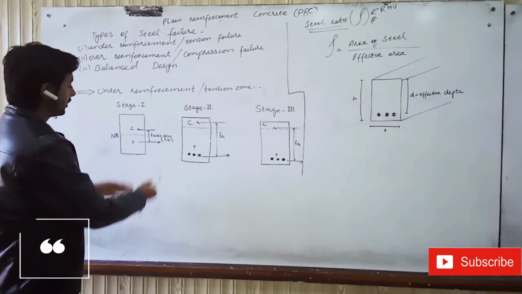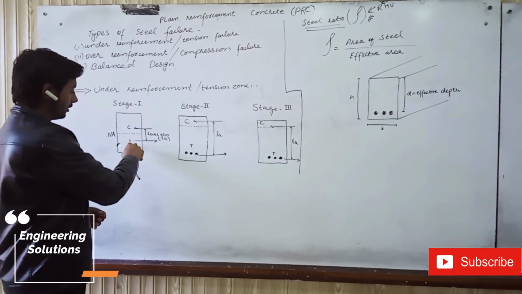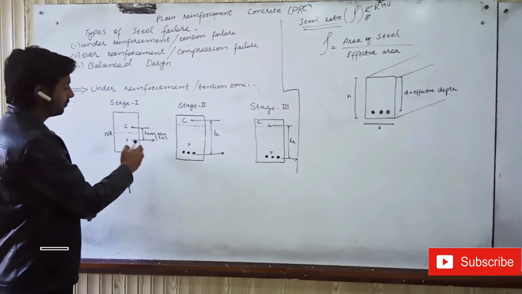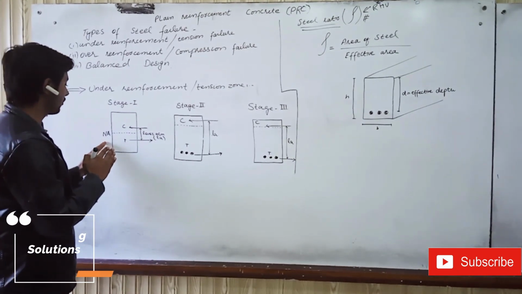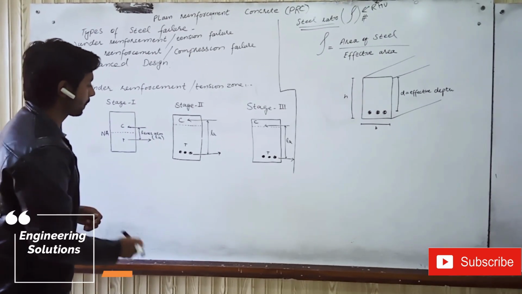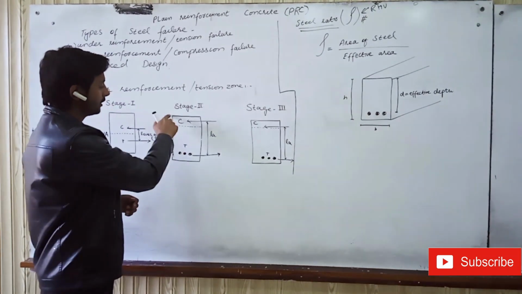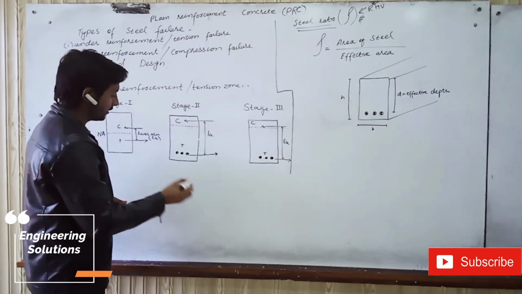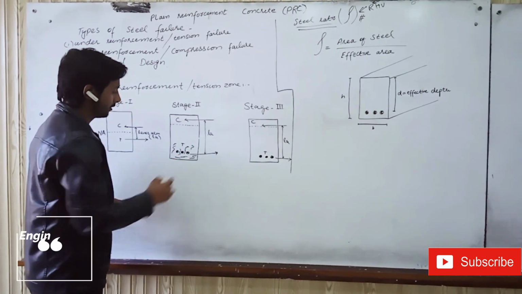The distance between the tension zone and the compression zone is known as the lever arm. In stage 1, the lever arm remains constant, and the position of the neutral axis also remains constant. But in stage 2, the depth of the neutral axis from the compression zone will decrease, and the height of the lever arm will increase, and also cracks will be produced in this tension part.